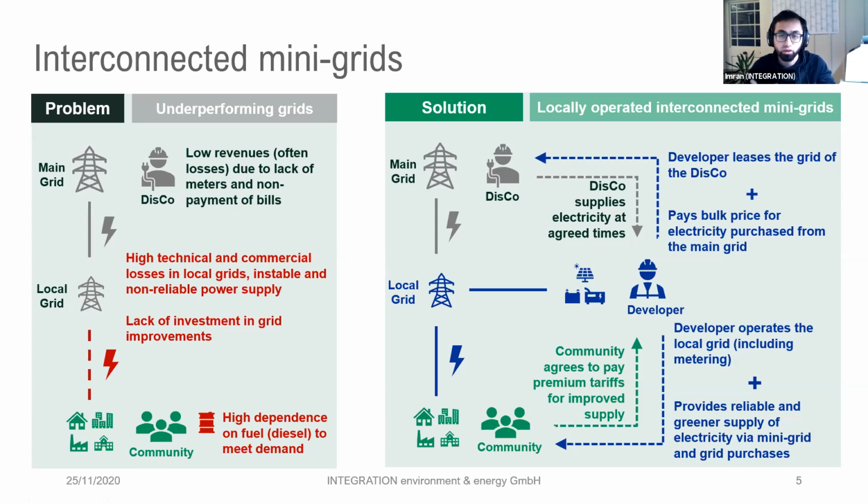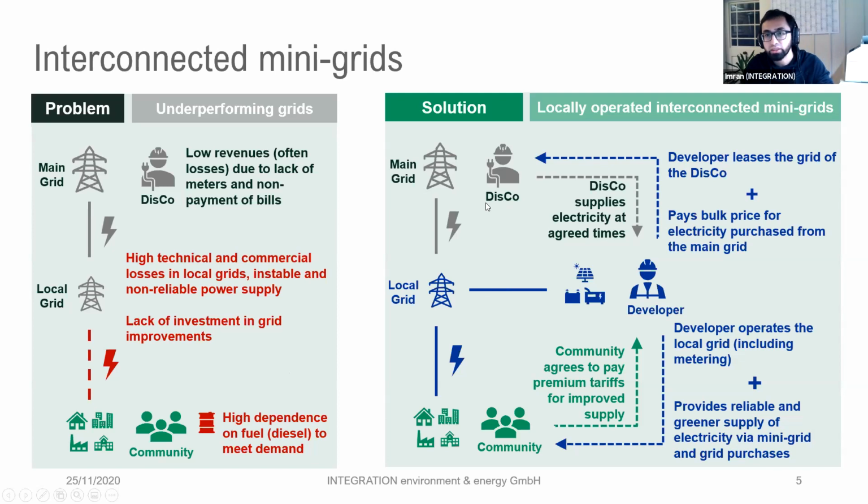And eventually the communities end up having a high dependence on alternative fuel supplies, such as diesel fuel, or if there are other alternatives, burning fuel wood, or other alternatives, which are in fact at the end not very sustainable for the environment, but also have a high cost for these communities to meet their electricity needs.